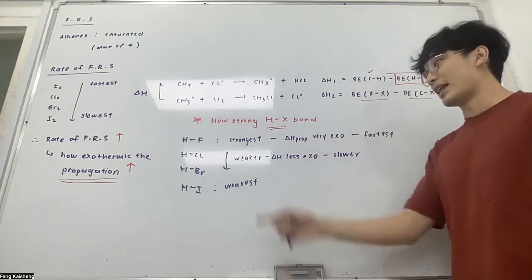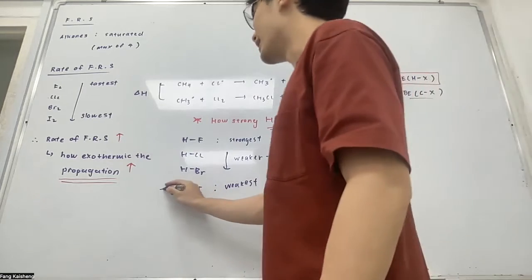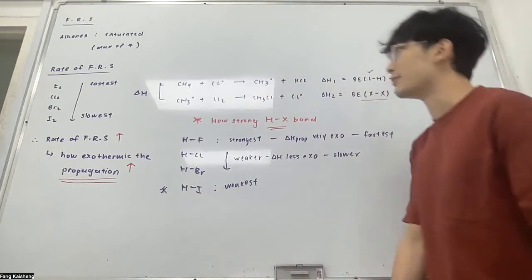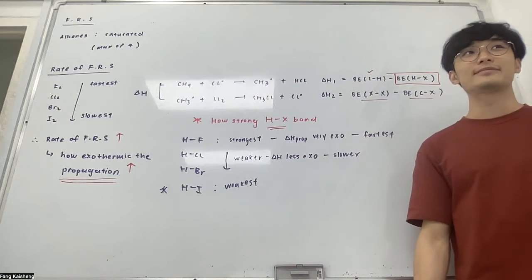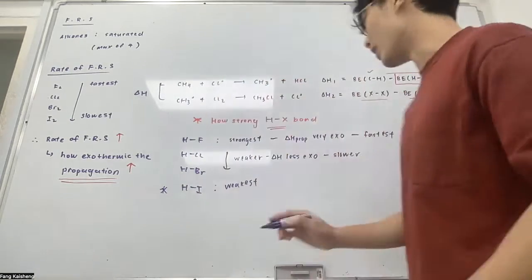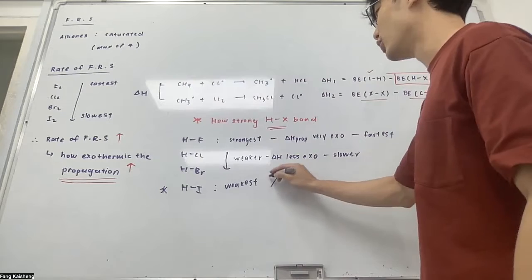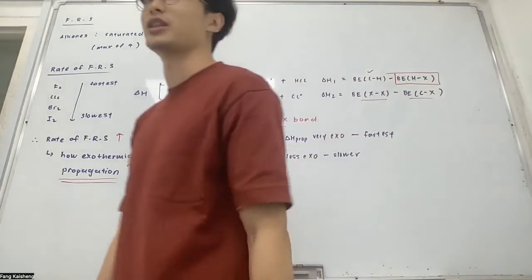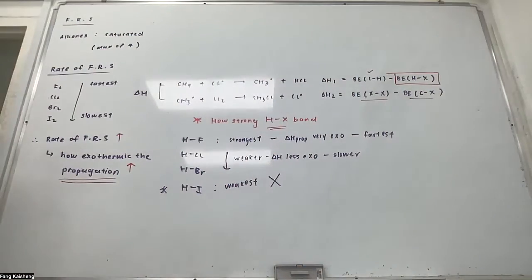Now, take a look at HI. I want you all to look at the table again. What's the observation that you all see for HI? It doesn't even happen. It's not even that it's slow. It just doesn't work. Why does free radical substitution not work for HI? You all see there's a question at the bottom of that page. Let's write this down. Why does HI not work?